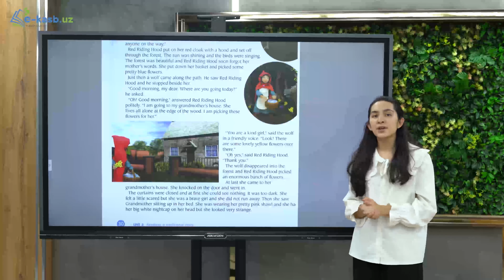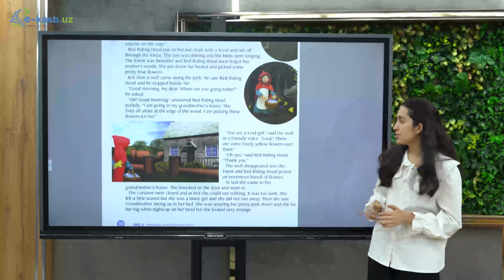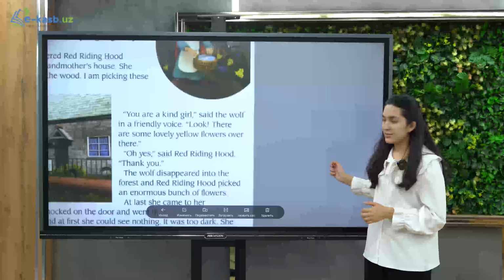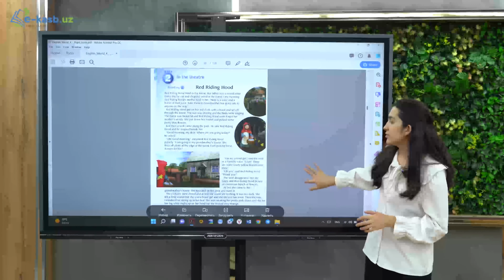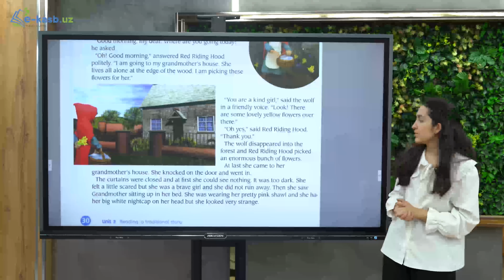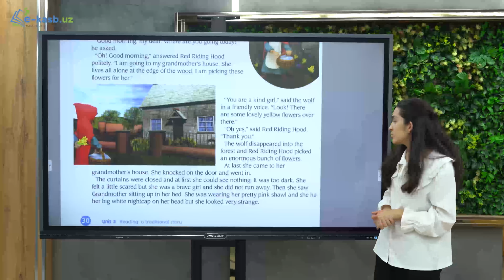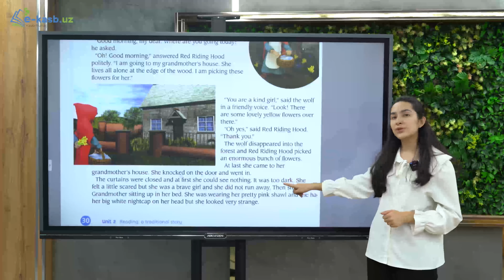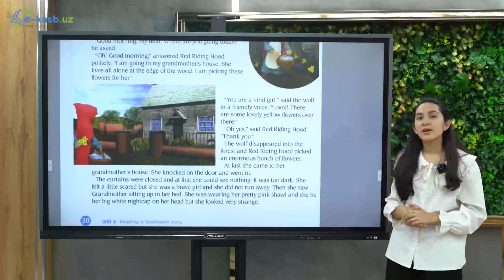So then the wolf disappeared into the forest, and Red Riding Hood picked an enormous bunch of flowers. Disappeared means the opposite of appear, or yo'qolib qoldi. Enormous means very, very, very big.